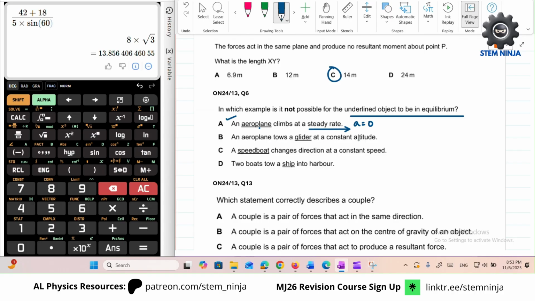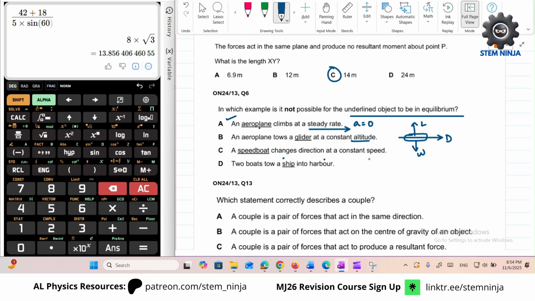Aeroplane tows a glider at constant altitude does not mean that. Constant altitude just simply means that the weight and lift, the vertical forces, are balanced, but there is still a driving force over here. So it tows a glider at a constant altitude. And no, speedboat, actually this would be the correct one.